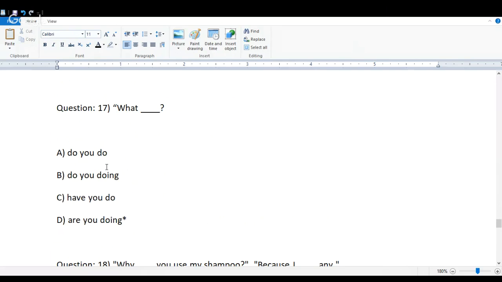And then what do you doing? Why is that one not correct? What are you doing makes sense, but do you doing, no, not correct, because you're mixing the present simple and continuous tense together, and you cannot do that. We can't use the auxiliary verb do when you have a verb with ing at the end. That's impossible.